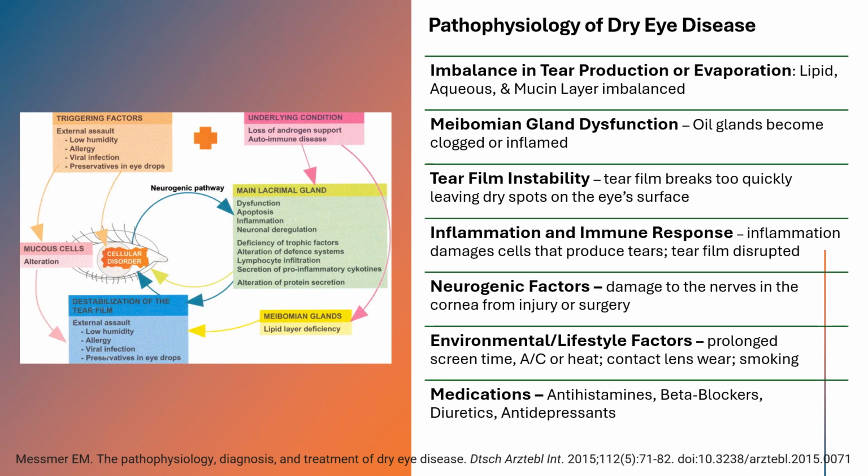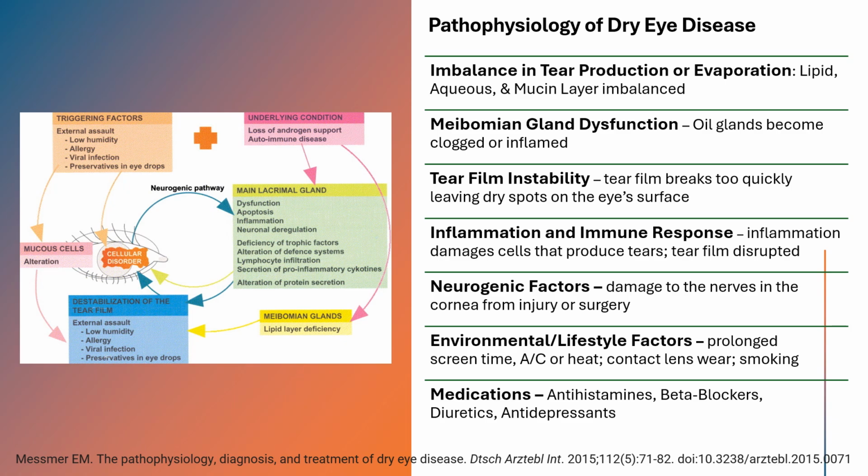Let's take a closer look at the pathophysiology of dry eye disease. Designated in the two types as I mentioned, some of them can have an overlap as to the underlying causes. So let's take a closer look. First, there's an imbalance in tear production or evaporation. Tears are essential for keeping the eye surface moist, protecting against infections, and ensuring clear vision. A healthy tear film has all three layers in balance. You have your lipid layer, your aqueous layer, and your mucin layer.